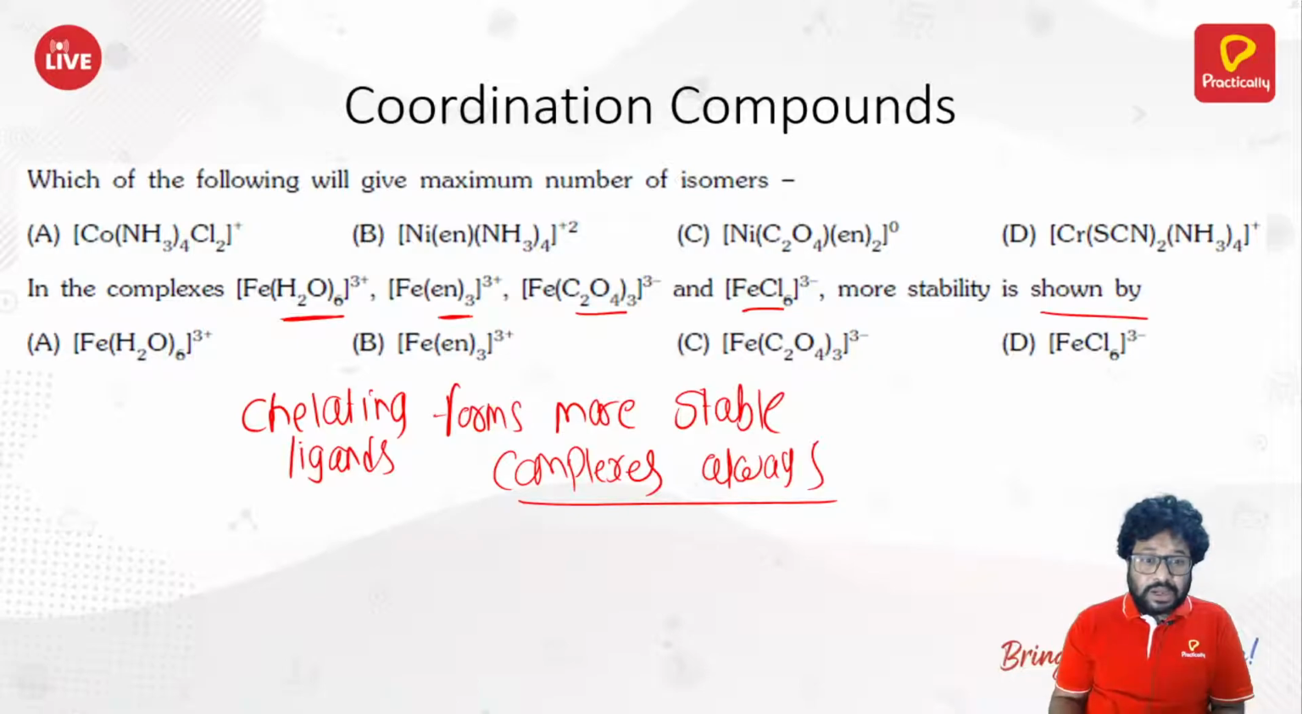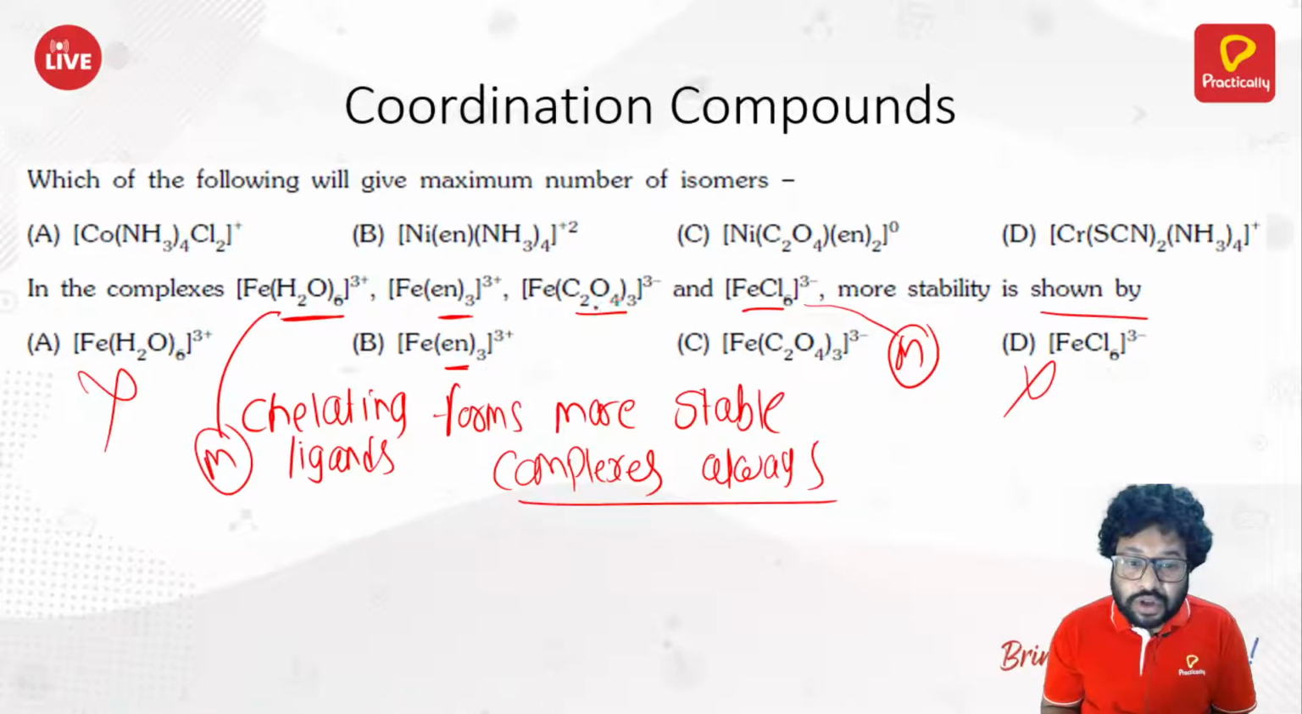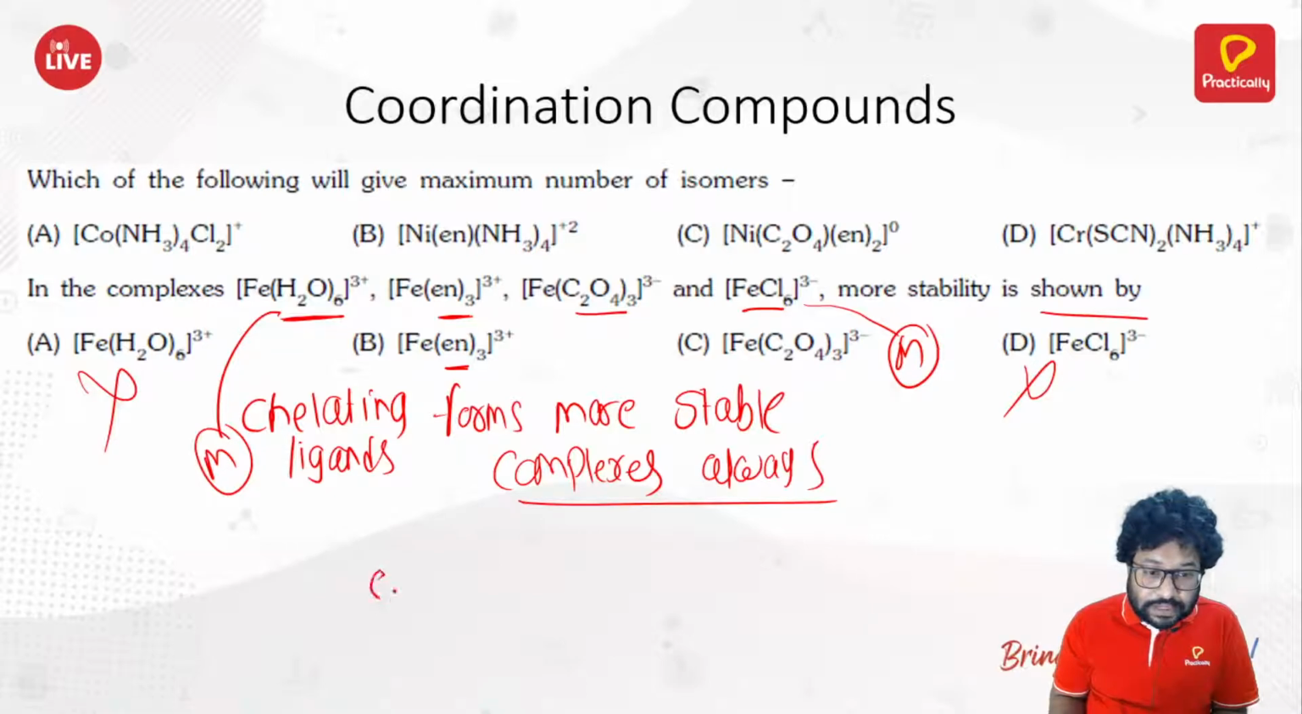So H2O6, this is a monodentate ligand. FeCl6 has chlorine, which is also a monodentate ligand. So these two are not in the question at all. This goes. Now what remains? We are left with ethylene diamine and C2O4. Both of them are chelating ligands. How does C2O4 look? It actually looks like this.